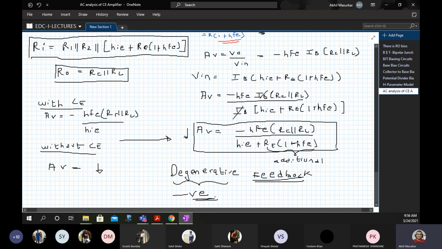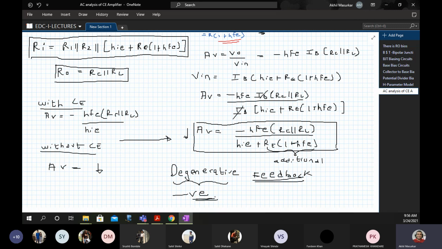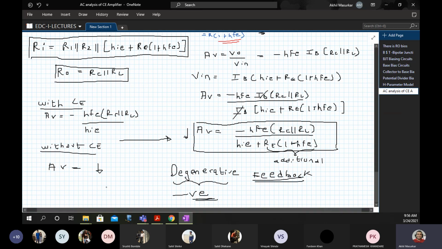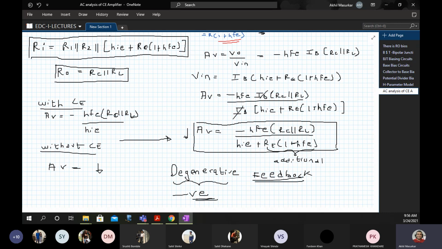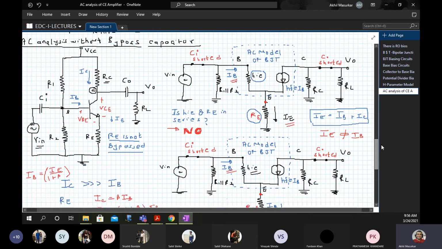Since we are doing our EDC2 course, this kind of feedback is called negative feedback, and the minus sign in the gain only indicates that there is a 180-degree phase shift between the input and the output. Now you will calculate the value of AI, and you will see that there is a fall in the current gain too, and that is what we want. So that's it from my side for today, and next time we will see some amplifier design.